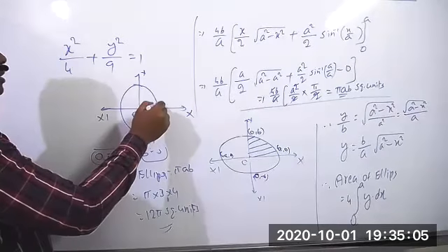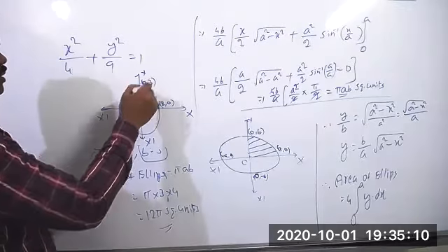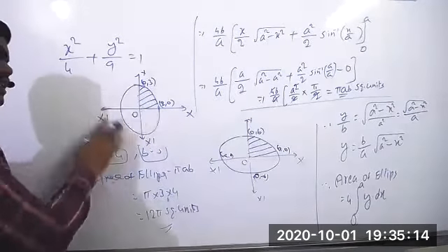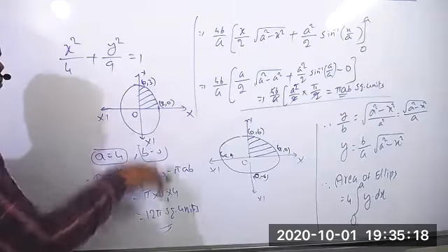So this is the point 2 comma 0, and this point I can take here, 0 comma 3. So this is the bounded region. Actually the full thing is the bounded region. You can find the area of one part and take 4 times.